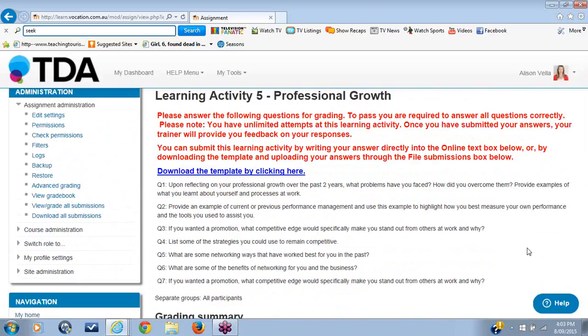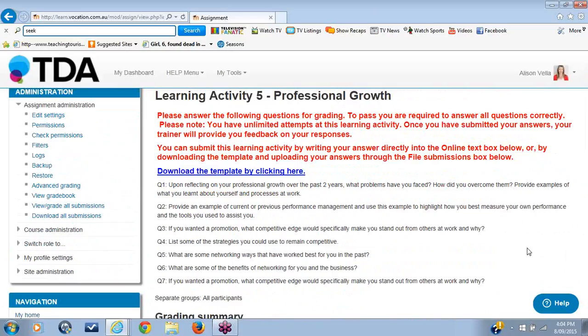Yeah, absolutely. Now, question 3 basically says, if you wanted a promotion, what competitive edge would specifically make you stand out from others at work and why? This can be an uncomfortable sort of question for some people. And I would ask, if somebody really struggles to come up with something productive on this one, get some feedback. Ask somebody else what they think about you. That's a great idea.